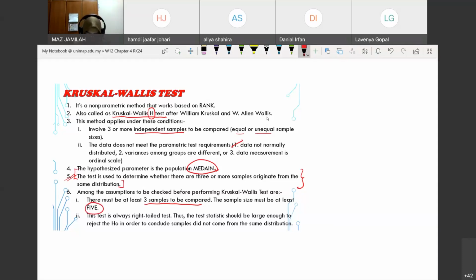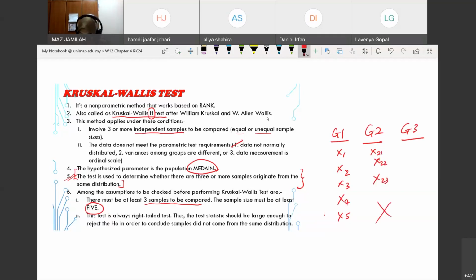Okay, the test must have 5 samples or more. Less than 5 cannot. So this test cannot be worked for fewer than 5 samples. That means if you are talking about group 1, group 2, group 3, you must have observations, so let's say x1, x2, x3, x4, x5. If it is less than 5, let's say x21, x22, x23, it cannot. It must be at least 5 samples inside your group.